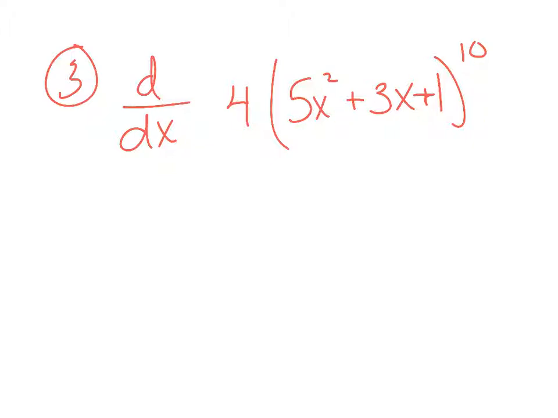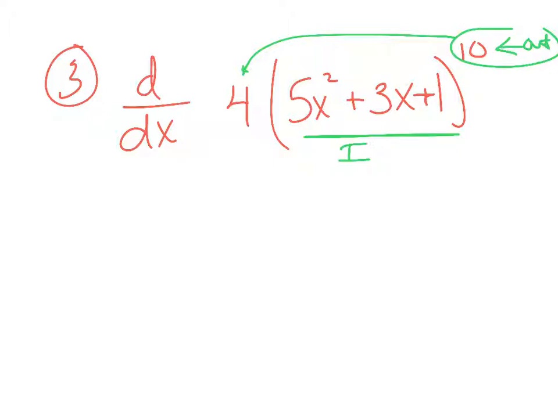So again, is the inside and outside obvious? The inside is in the parentheses, so there's my inside, and this outside is my power here. So I'm going to start with the derivative of the outside, so that's power rule. So I'm going to bring that down. So when I bring that down, I get 10 times 4. So hopefully you can do that in your head as 40. Leave the inside. Subtract 1 from my power, which gets me 9.